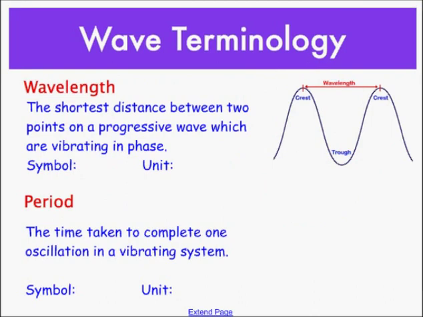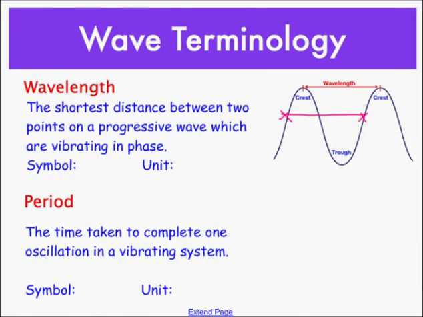Wavelength, the shortest distance between 2 points on a progressive wave which are vibrating in phase. Or another way of looking at it is if I look at this position here, the wavelength is the distance to the next position in the same motion. It can't be that one, because the particle, if there's a particle there, is moving in an opposite direction. So the next position is there.